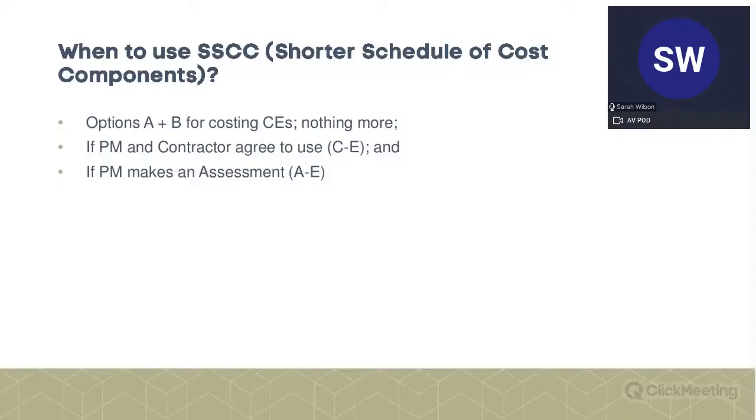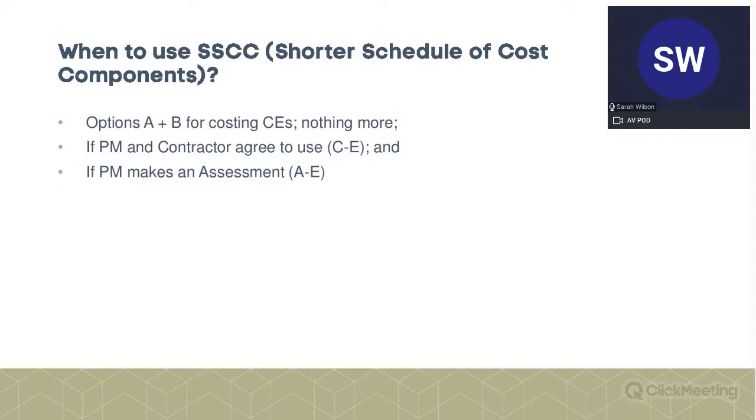So, as we would expect, NEC is far more prescriptive. So the shorter schedule of cost components, when do we use this? Well, it's used for options A and B, which are the fixed price contracts. And it's because they're fixed price, obviously you're going to get paid your fixed price for doing the work. So shorter schedule of cost components is irrelevant for your fixed price work.